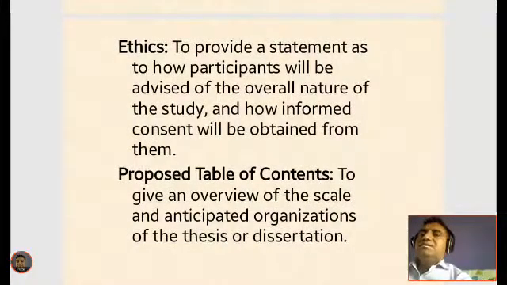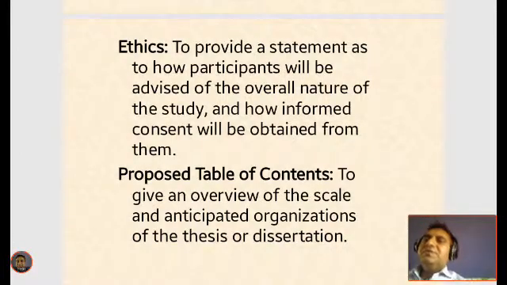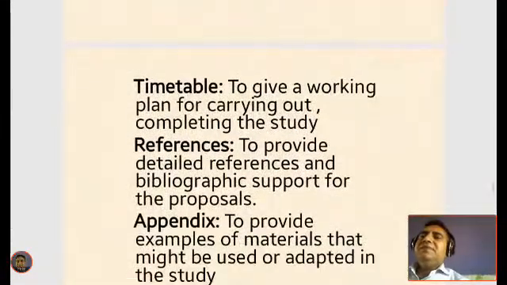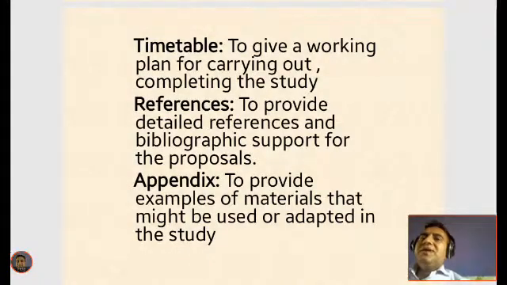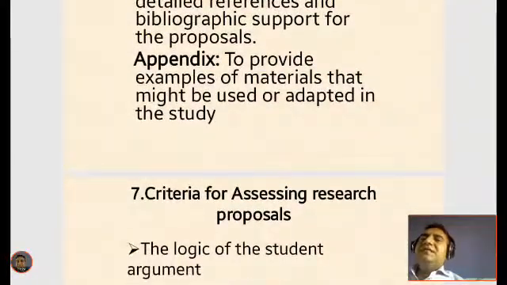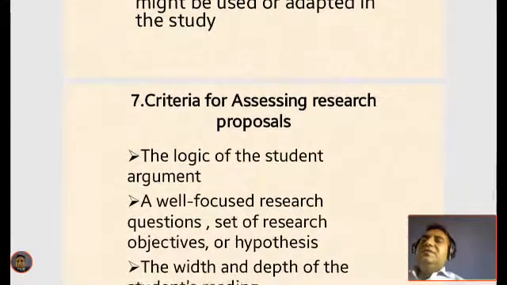Ethics. To provide a statement as to how participants will be advised of the overall nature of the study and how informed consent will be obtained from them. Proposed table of contents. To give an overview of the scale and anticipated organization of the thesis or dissertation. Timetable. To give a working plan for carrying out and completing the study. References. To provide detailed references and bibliographic support for the proposal. Appendix. To provide examples of materials that might be used or adapted in the study.